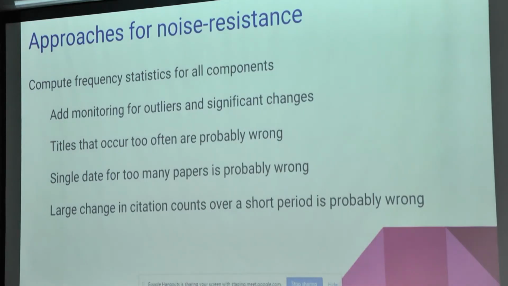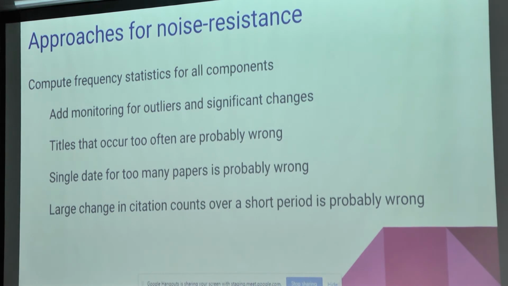The second approach that we have taken is to look for things that may be problematic. A common approach there is to compute frequency statistics for every component possible. We explicitly add monitoring in our system for outliers and large movements. For example, if a title occurs for too many papers, that title is probably wrong. You need to look at it, figure out whether the sets are wrong, and figure out how best to eliminate those things, rather than doing things all over again. Because we have seen that happen very often for many repositories, even for several publishers.